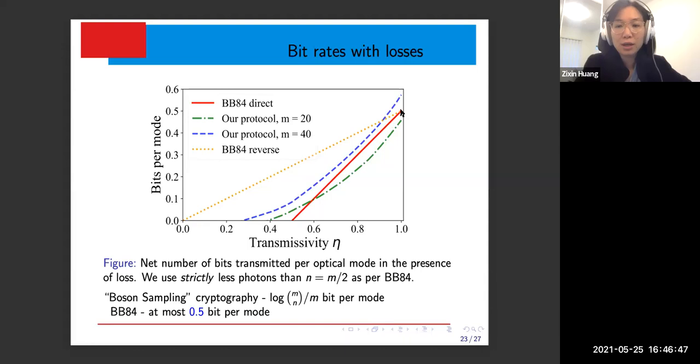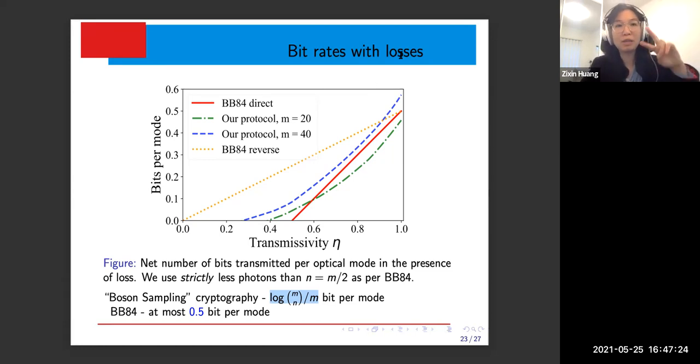But for our protocol, because we are transmitting log m choose n bits per round, and when you divide this by m, this number is potentially larger than a half, right? So our protocol is in principle, or at least what we found for the parameter space that we searched here, it could beat the information density of BB84.